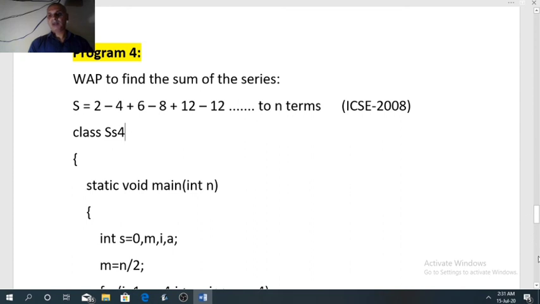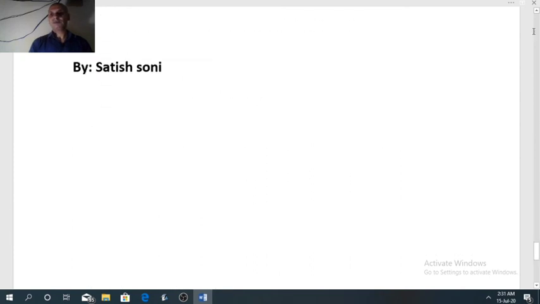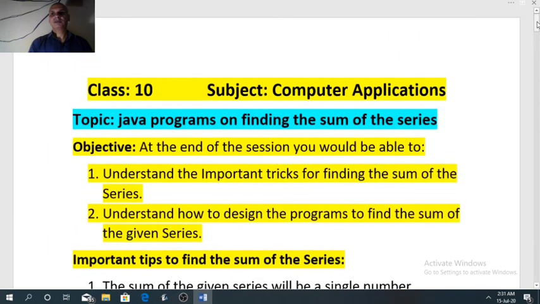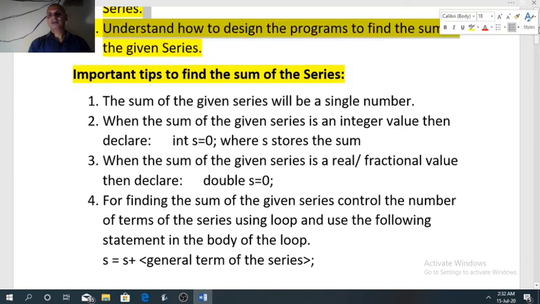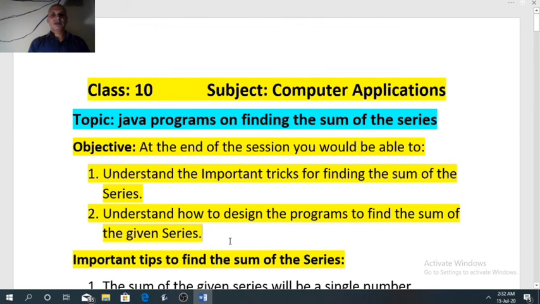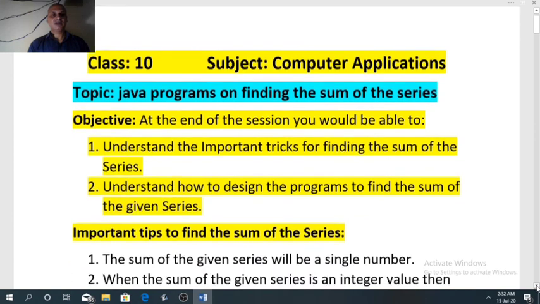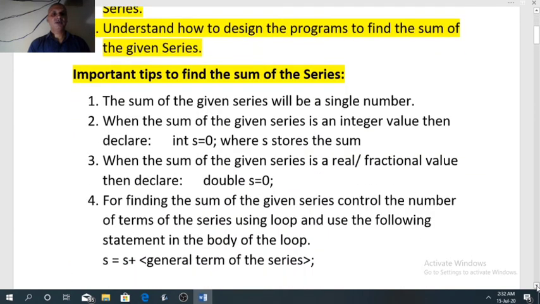I think this program should be clear to you now. So we have discussed all the programs for today's session. Let us do a recap of what we have done today. We have discussed the trick involved for finding the sum of the series. There were 4 important points here. After that, we discussed some programs along with their output.